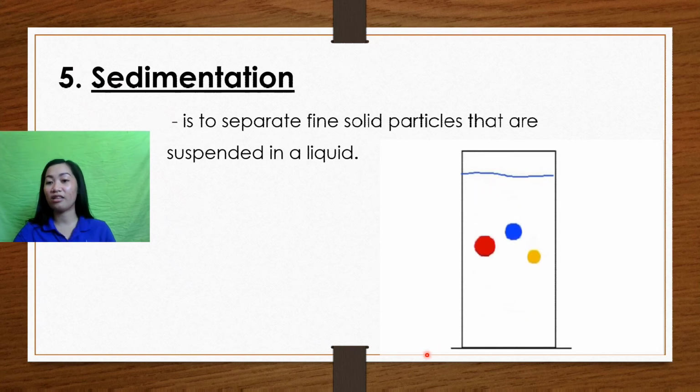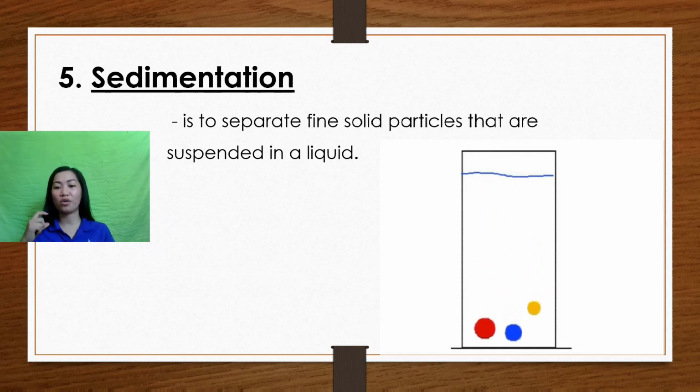You can easily identify it because the particles will form layers. They have layer 1, layer 2, layer 3 or more. So that is what we call sediment.